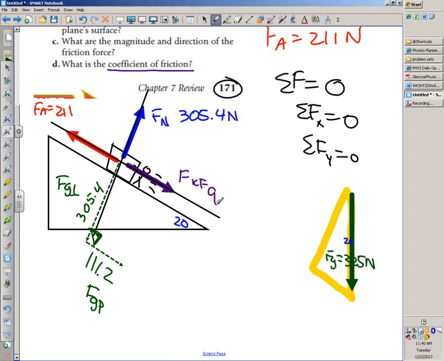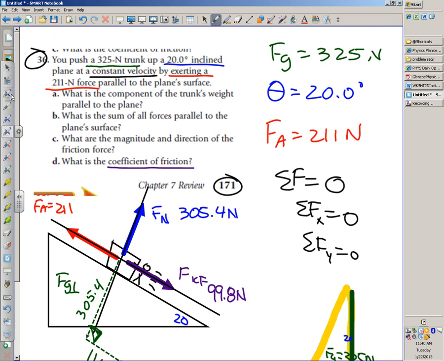And when you do that, I think you end up with 99.8. Is that correct? Okay. All right. Now that we know all this information about this picture, let's go back up to the actual questions and start answering them. First, what is the component of the trunk's weight parallel to the plane?